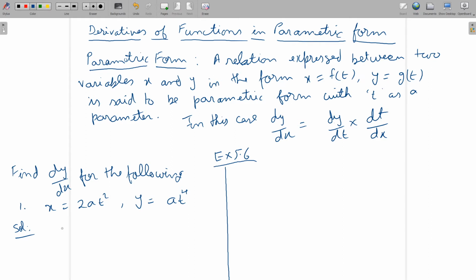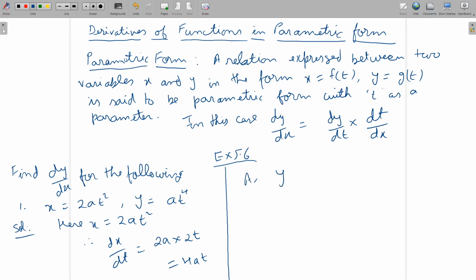Here x equal to 2a t square. Therefore, dx by dt will be equal to 2a is constant and differentiation of t square is 2t. So 2a into 2t, and what we'll get is equal to 4at. Now similarly we'll find the differentiation of y.